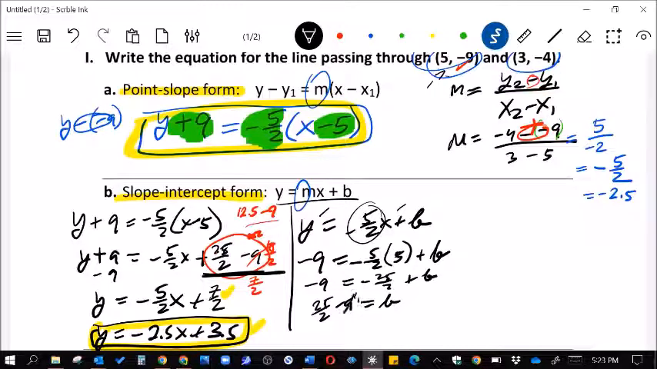I can make this -18/2 also in order to make it easier, to be more comfortable. Some people prefer it. But that means that the b is 7/2. And so we get the same answer. We've gotten the slope, and now we've gotten the b.